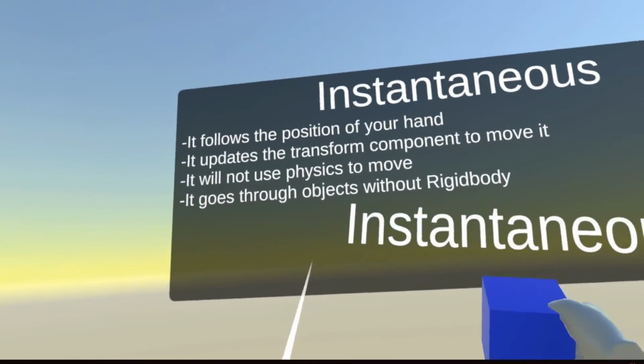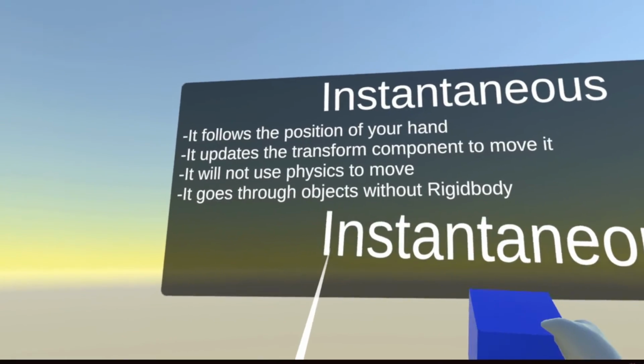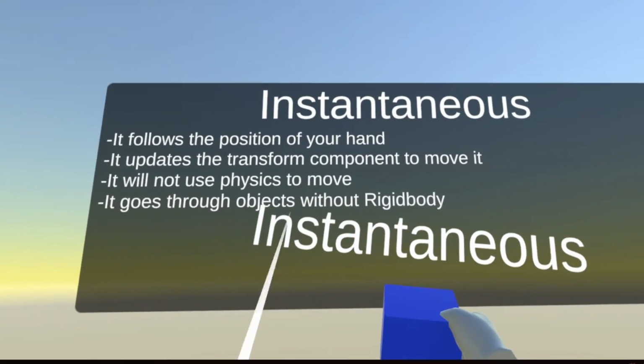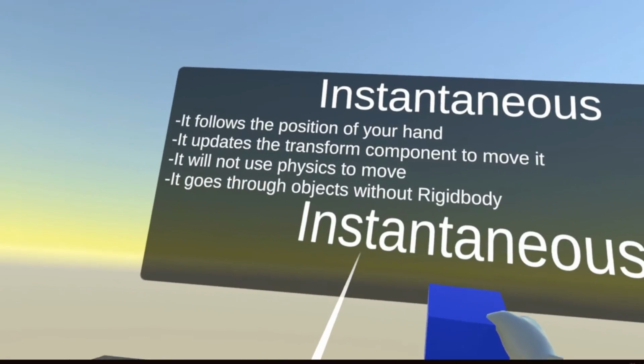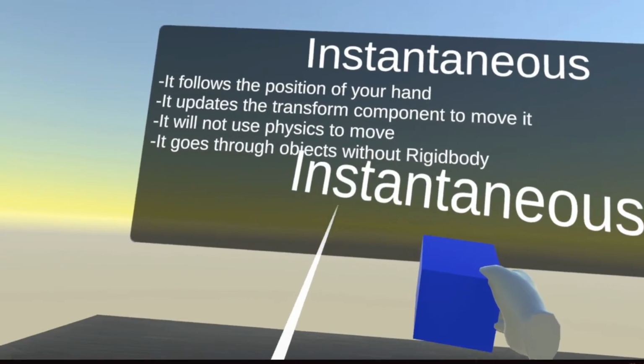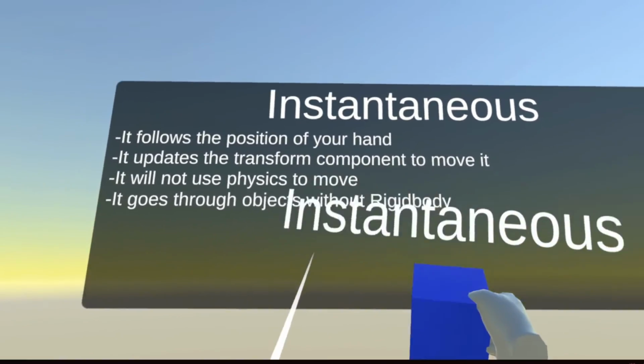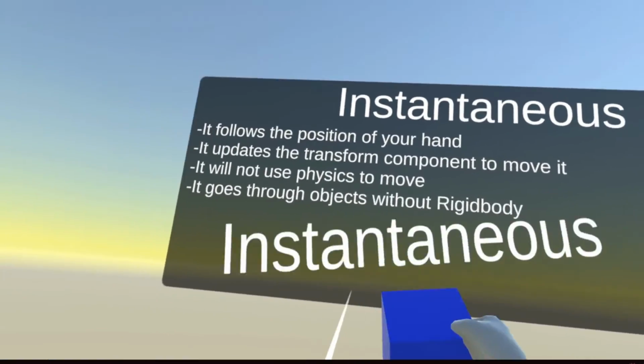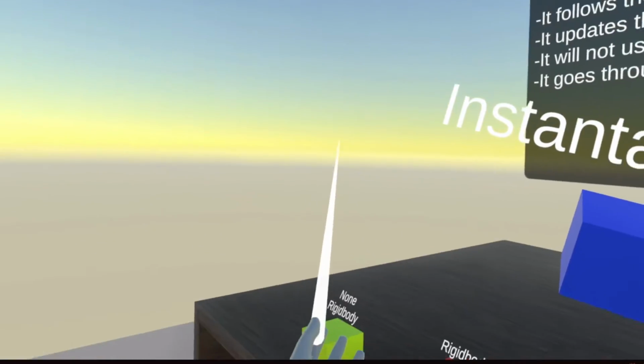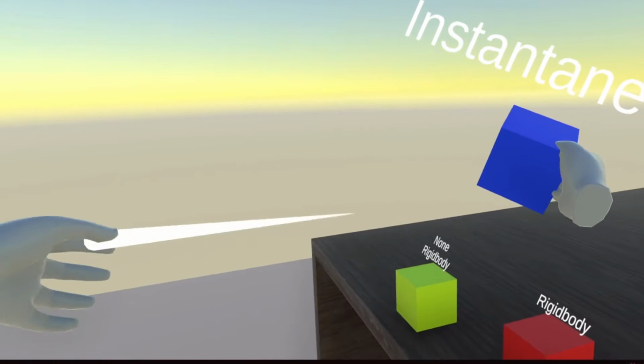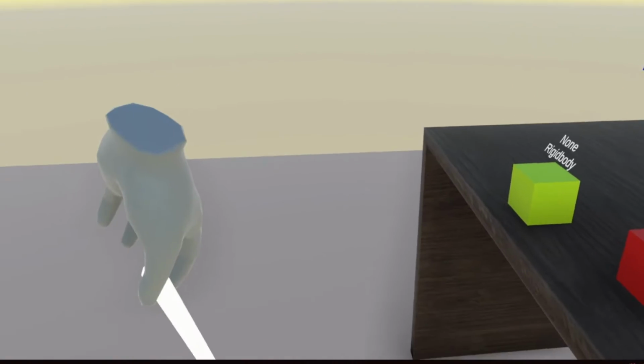Instantaneous movement is a type of movement that basically updates the transform component for movement. It's not a physics-based movement. So it actually just follows the position of your hand when you're moving this object. And it actually goes through objects that don't have a rigid body component attached to them.